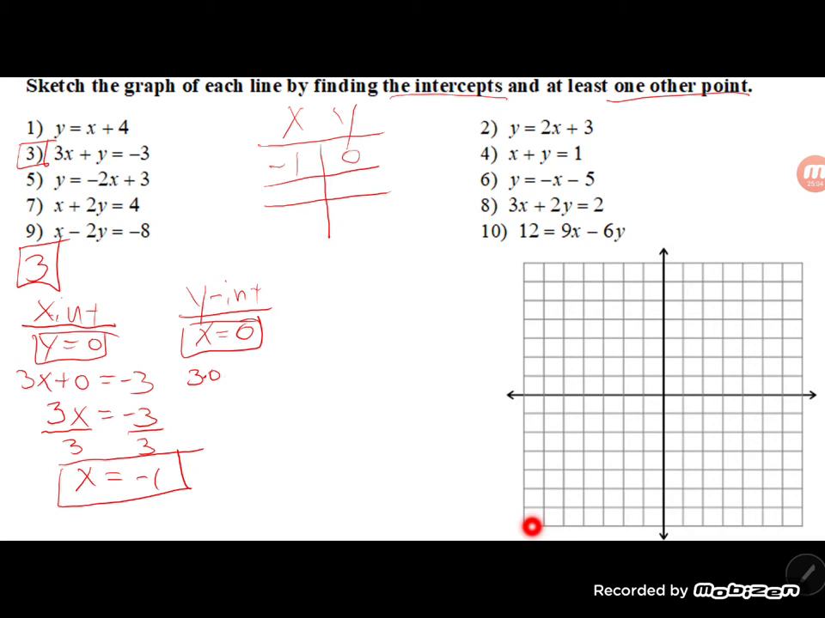So 3 times 0 plus y is equal to negative 3. I can calculate this. 3 times 0 is going to be just 0. So 0 plus y equals negative 3. And then 0 plus y, well, that's still just y, is equal to negative 3. So I see that y is equal to negative 3. So that means my coordinate is 0, negative 3. Okay, I'm building up my table. We can go ahead and graph these once the table is made.